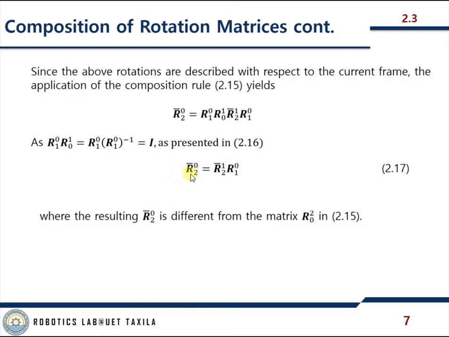If you move R2 to R0, it would be quite easy to make it simple like this. So it is important to note that here we are moving from R1 to R0, and then based on the frame we get, we are moving from frame 2 to frame 1. It simply means that we are moving from frame 2 to frame 1, and then it is aligned with this one. So we are actually moving from frame 2 to frame 0, where the resulting R02 is different from the matrix R02 in this perspective.